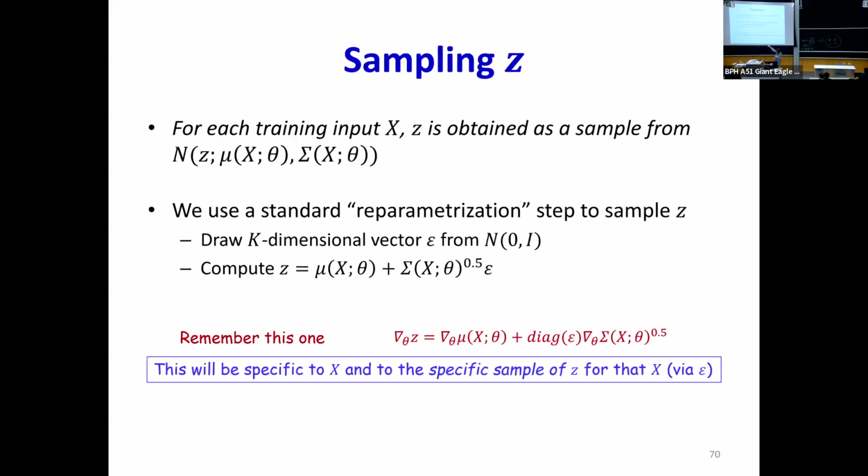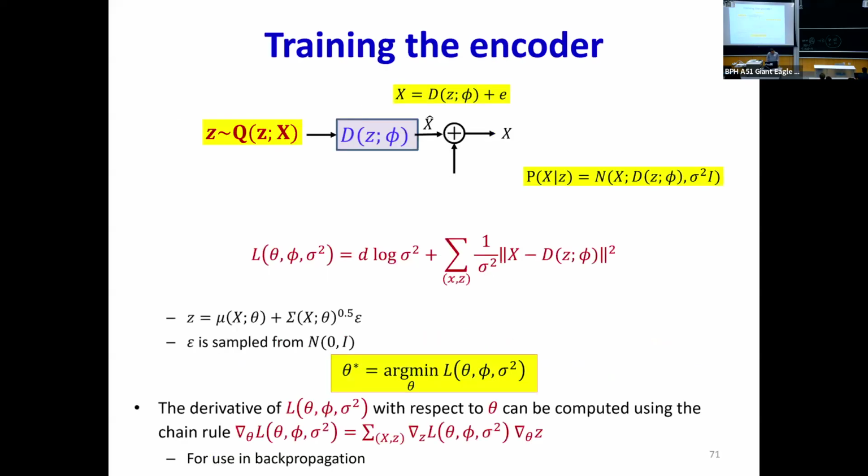And once you look at this, epsilon is a random sample, but now it has parameters. It has parameters mu and sigma, which are functions of theta. And so z can now be differentiated with respect to theta because it is the derivative of mu with respect to theta plus the diagonal of epsilon times the derivative of the square root of sigma with respect to theta. Right? And this is a nice closed form, which you can get using back propagation. This makes sense?